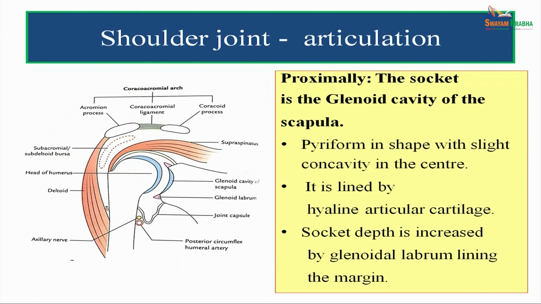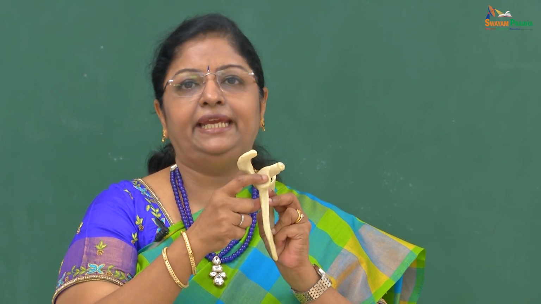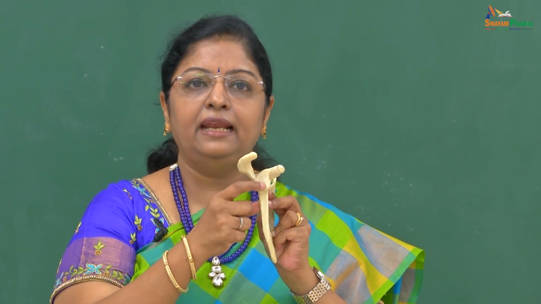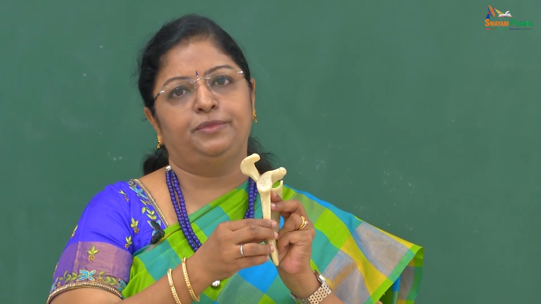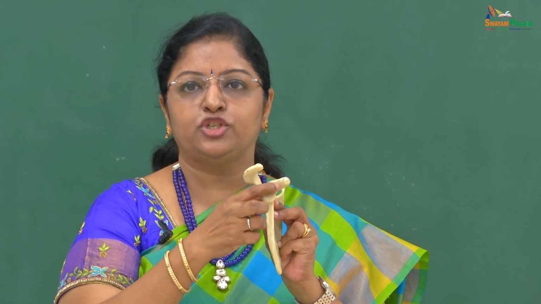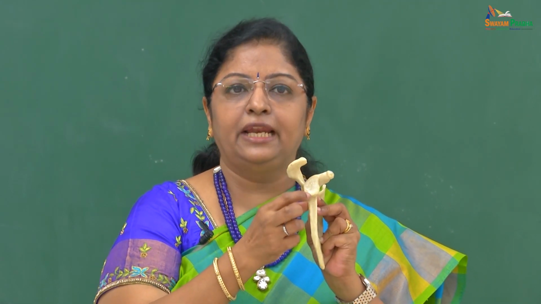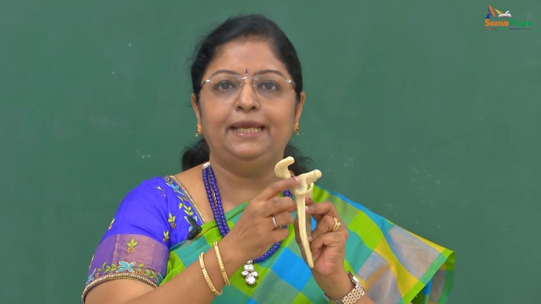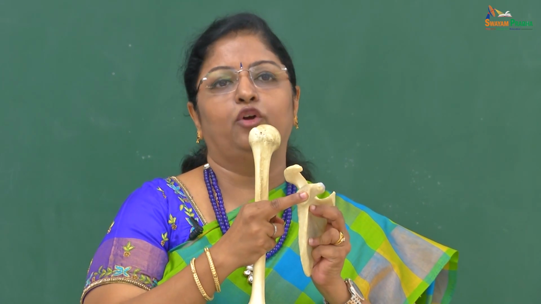Proximally, it is the socket, that is the glenoid cavity of the scapula, which is the articulating end of the shoulder joint. It is pyriform in shape, or otherwise pear-shaped, with a slight concavity in the center. It is lined by hyaline articular cartilage, and this shallow socket is further deepened by the attachment of the glenoidal labrum to the margins of the glenoid cavity or fossa. The glenoidal labrum is a fibrocartilaginous ribbon which gets attached to the margins of this glenoidal fossa or cavity to further deepen it, or increase the depth available for the head of the humerus to articulate with the glenoid fossa.